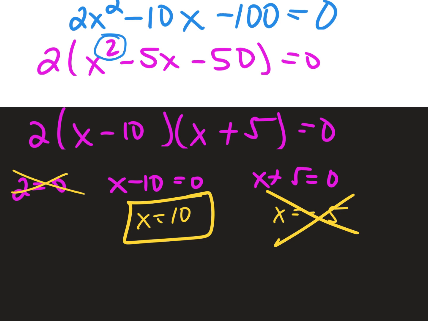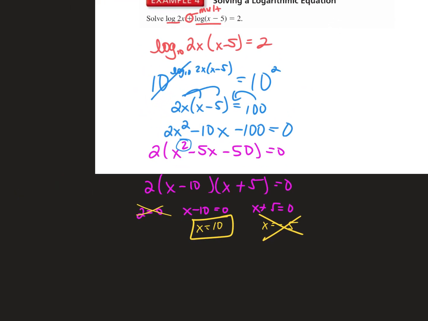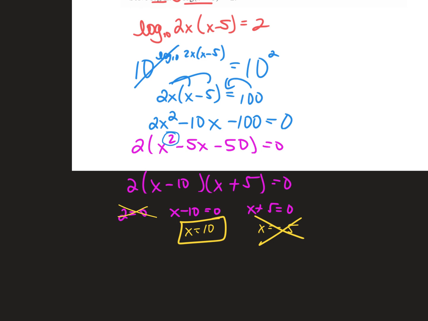You don't have to write the word extraneous. Just cross it out. Let me know, hey, Miss Meadows, that one doesn't work. If it works in one but not the other, it doesn't matter. As soon as it makes one of the logs untrue, cross it off. All right, we okay? Working?